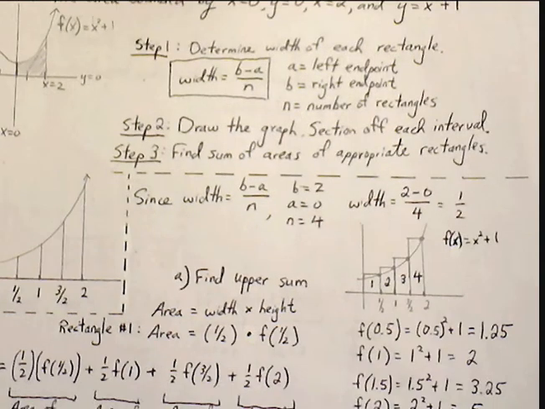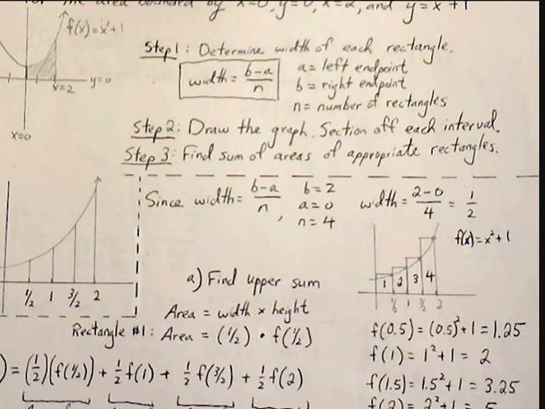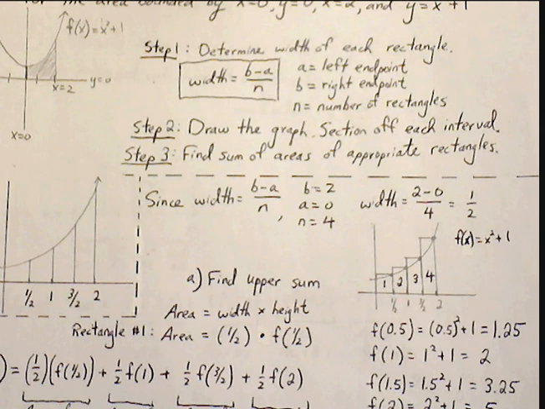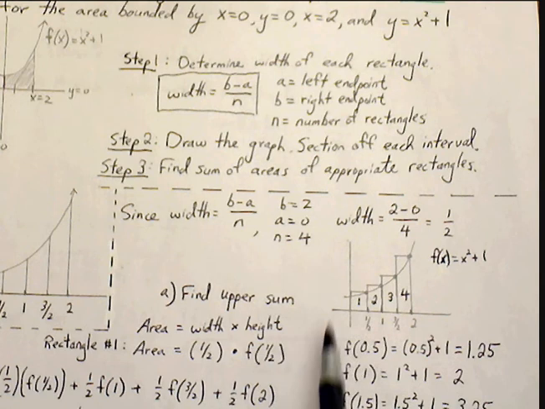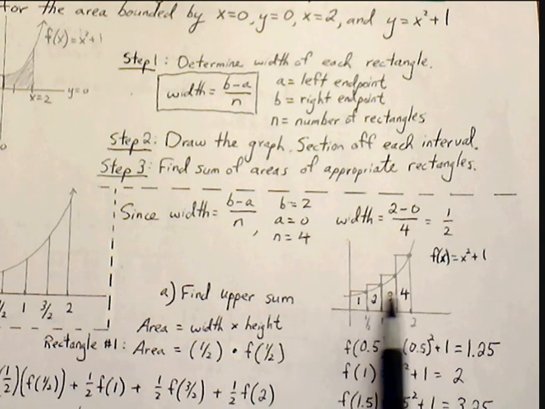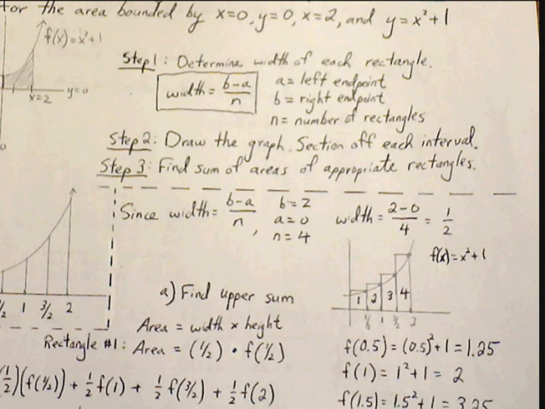Okay. Now, for part A, we're trying to find the upper sum. So we need to draw rectangles so that each rectangle that we draw has portions that extend above the curve. In this case, the curve is always increasing, and you may just have to practice drawing these. But in this case, it's going to be the upper right-hand corner of each rectangle that will cause each rectangle to be a circumscribed or an upper rectangle.